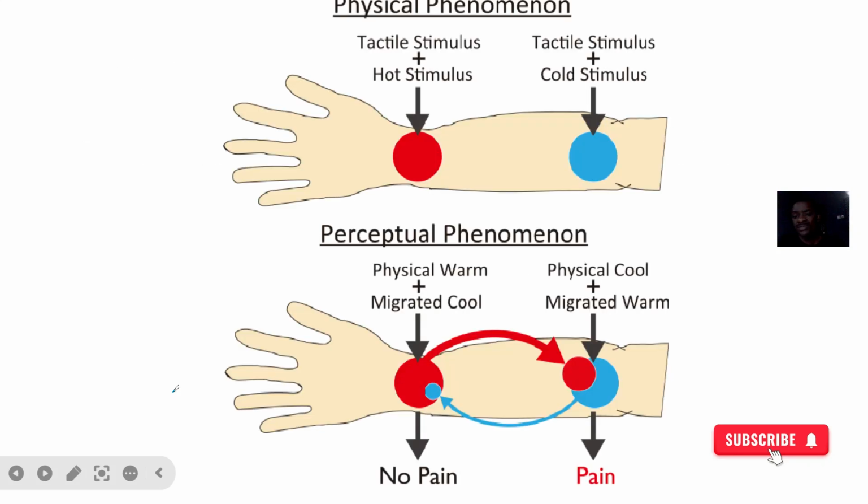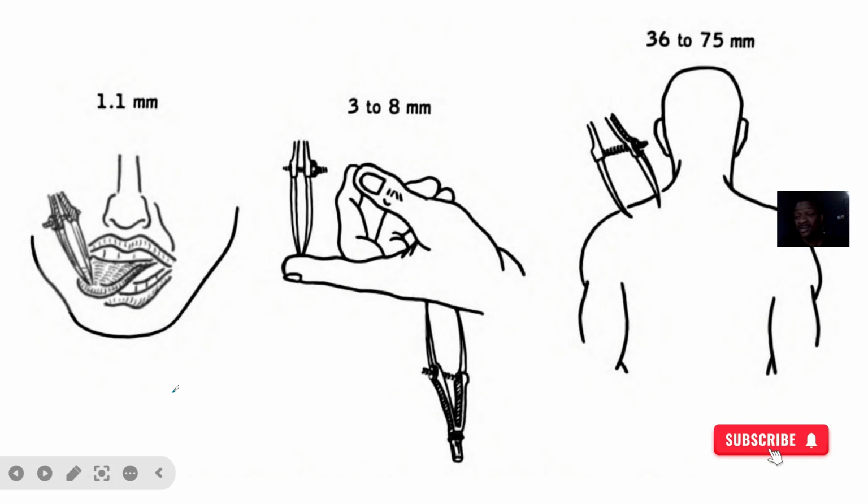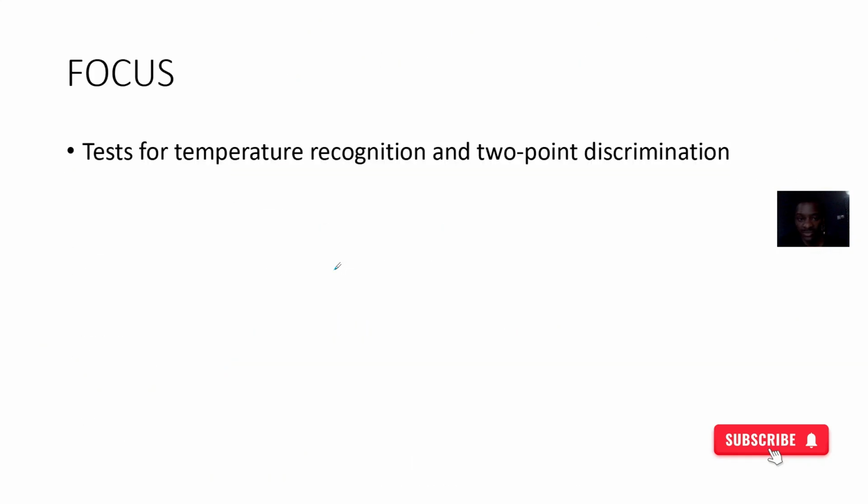Then also 2-point discrimination. Okay, this is where maybe you prick a patient in a particular place, then you ask him to describe where you pricked him. Do you understand? This is also still to assess if the nerves at that part are still connected to the brain. So these two tests are mainly for the neurological system, so that's why we're discussing them together. So, tests for temperature recognition and 2-point discrimination.